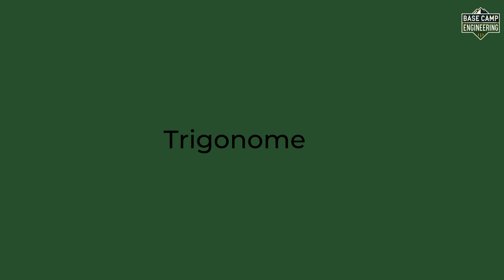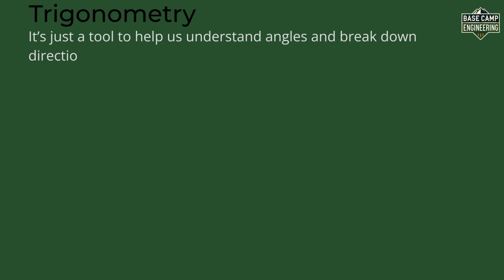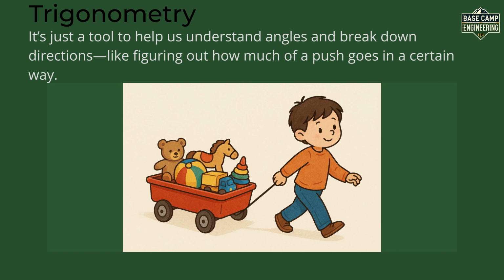Now, let's dive into trigonometry. Trigonometry sounds like a big word, but it's just a tool to help us understand angles and break down directions, like figuring out how much of a push goes in a certain way. Imagine you are pulling a wagon with a rope, but the rope is at an angle, like 30 degrees from the ground. You pull with a force of 10 newtons, but not all of that force moves the wagon forward. Some of it pulls upward. Trigonometry helps us split that force into two parts. One part moving the wagon forward and one part pulling up.